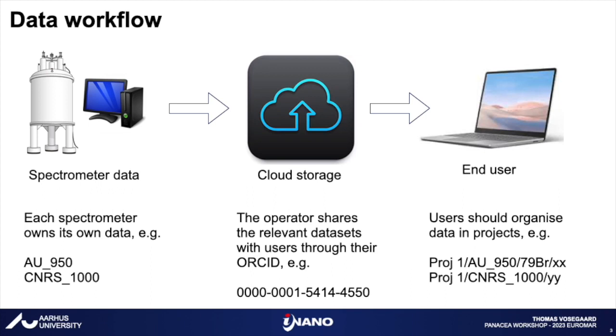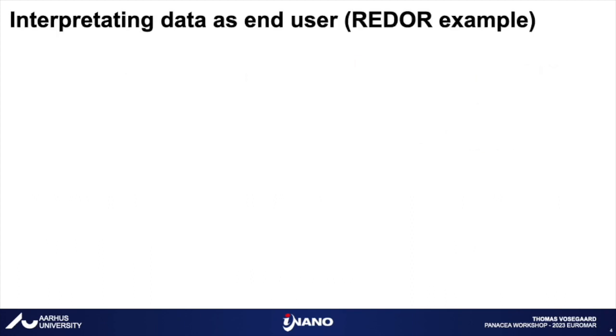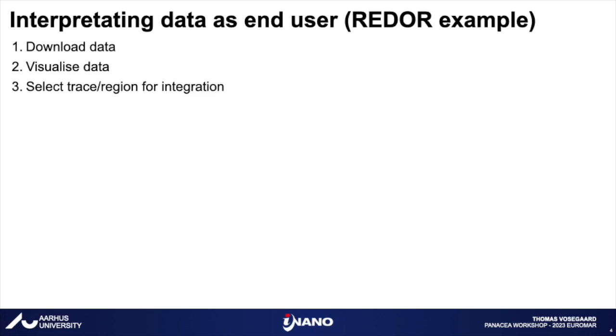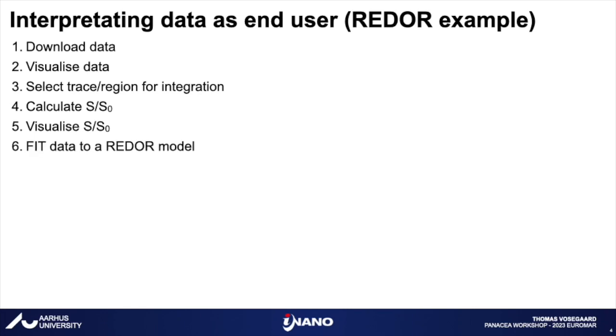Let's see how you actually handle an example. When you record a data set, a read-all, for example, and you want to analyze that, the first thing you do is download the data, visualize the data, and select a trace or a region for integration such that you can calculate S over S0 for that specific peak. You visualize it to make sure that everything is okay, and then you fit it to a read-all model and you plot the result. So that's a typical workflow.